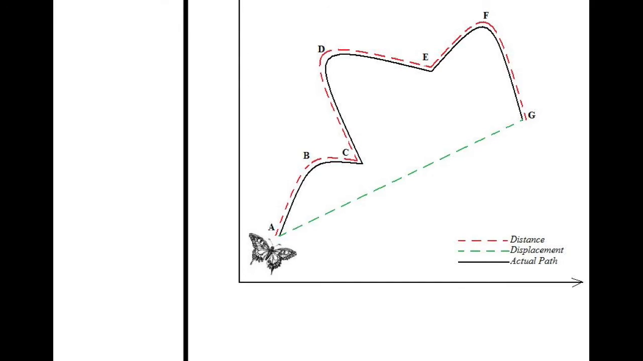Here is another example. The distance and the actual path that is being traveled by this butterfly follows the same line, the black and the red dotted line. This is the actual path and the distance traveled. However, the displacement is much shorter than the distance traveled. So that's just another visual representation of the difference between distance and displacement.